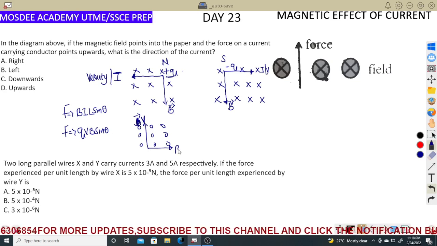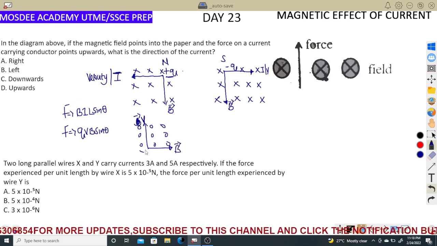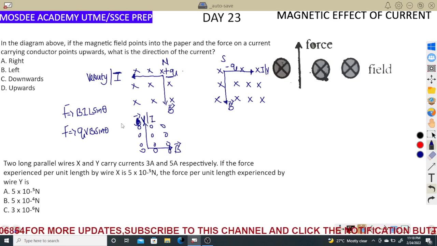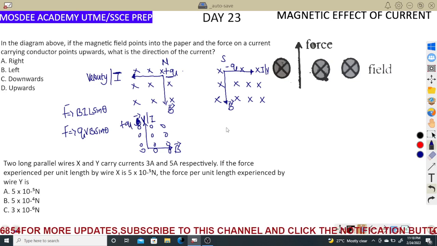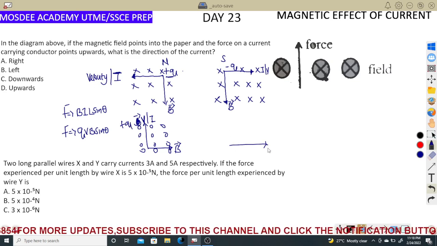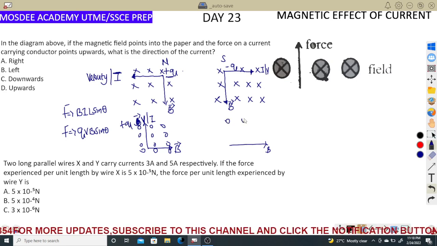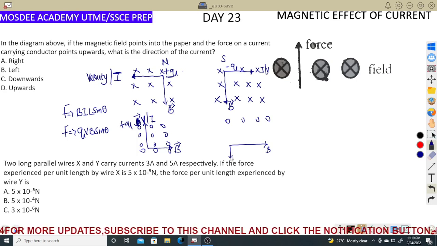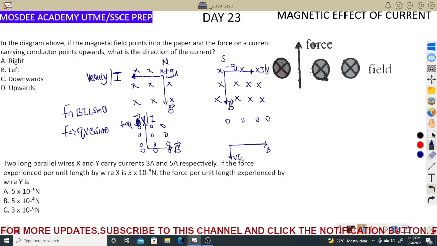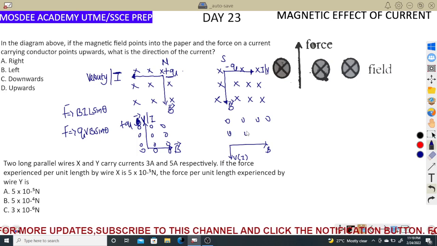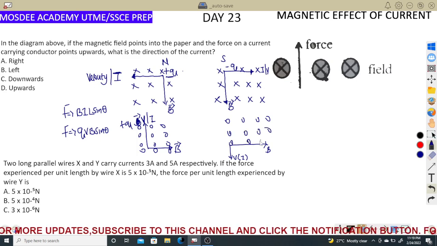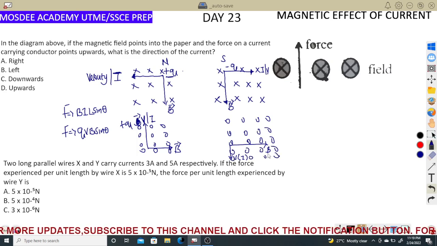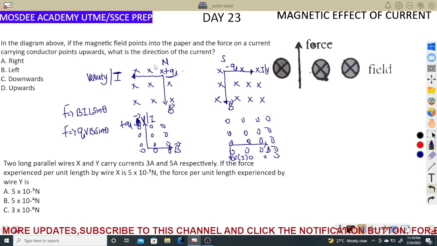If the field is pointing outward, you expect the velocity or the current to be in this direction for positive charge. For negative charge, the direction is the opposite: the velocity or current will be downward. So please keep it at the back of your mind. It's simple stuff, and if you don't know how to place your hand, you can always use this short concept.